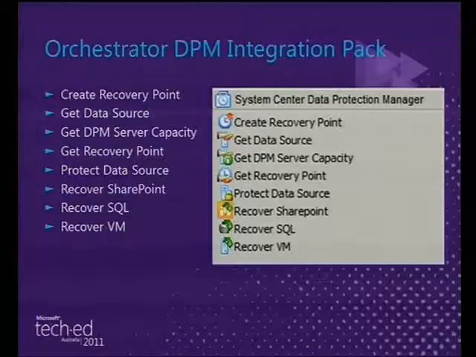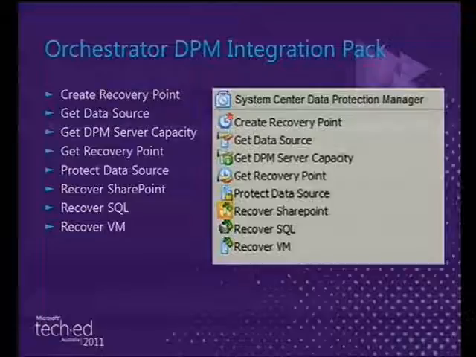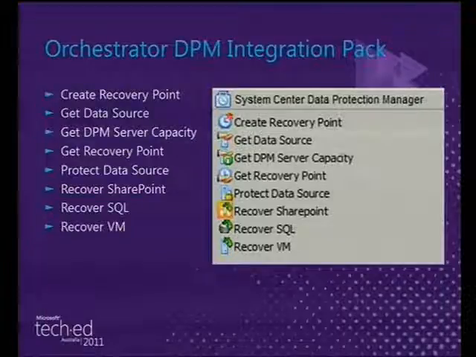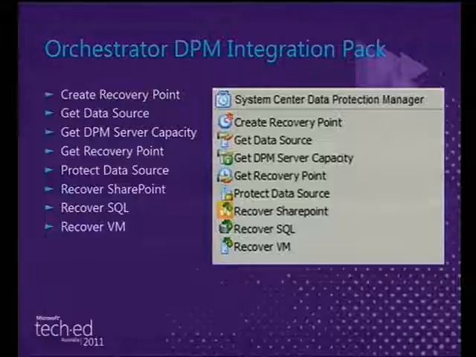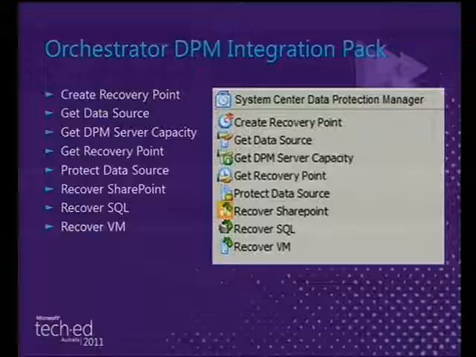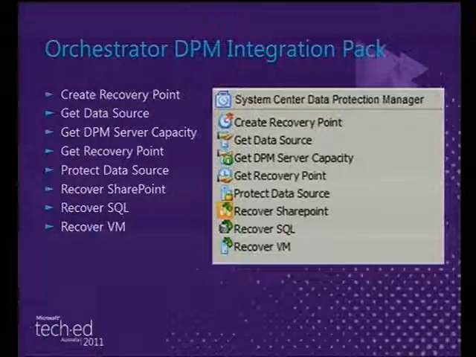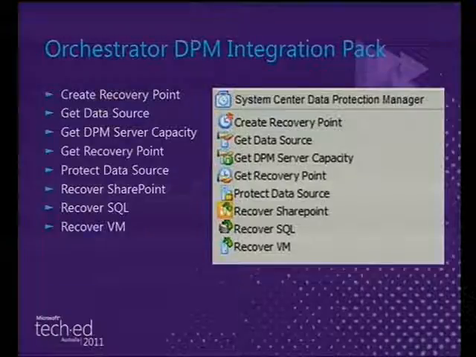So the DPM integration pack as it exists at the moment: the create recovery task item, all that does is start a backup synchronization. Get data source gets a list of protected data sources on the server. Get DPM server capacity finds out how much storage capacity is left on that DPM server. You want to build that into runbooks so that if you're, for example, connecting a server to a particular DPM server, you want to make sure that that DPM server has the capacity to back up all of the data on that workload. Get recovery point lists all of the existing recovery points.